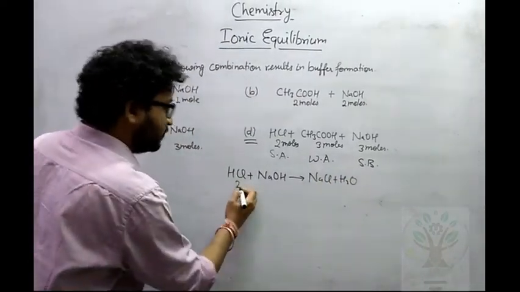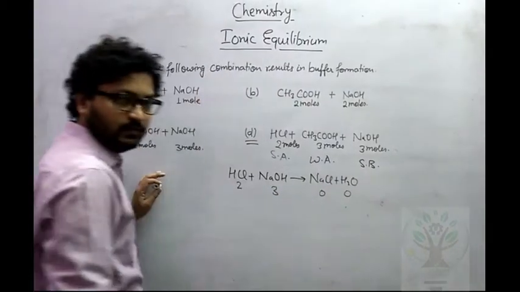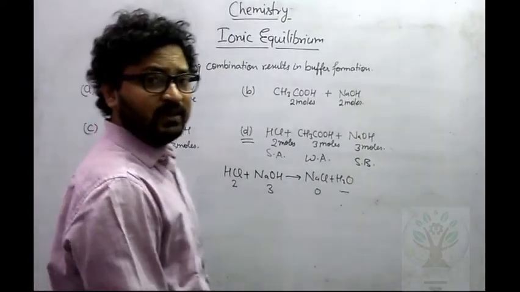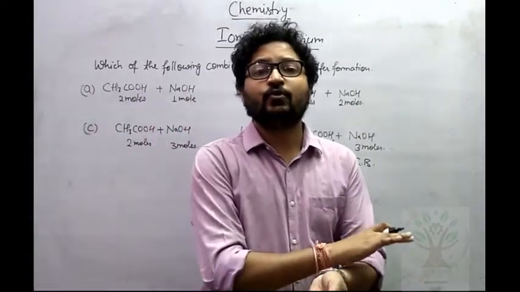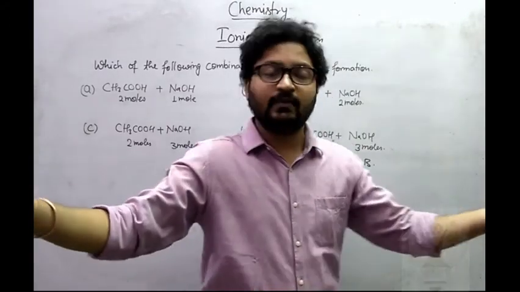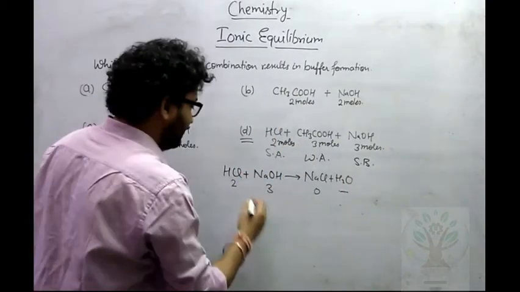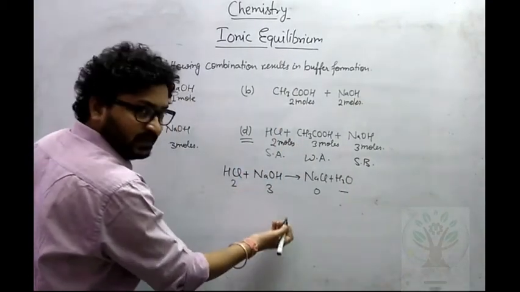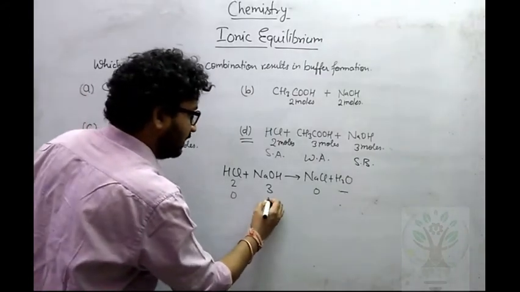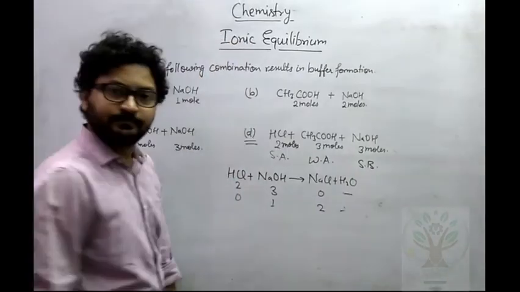Now how many moles of HCl do you have? 2. How many moles of NaOH do you have? 3. In the beginning it will be 0. Now we don't need to write this water. Why? Because I told you in the very beginning of ionic equilibrium, the story of ionic equilibrium will be floating in water only. It will be in water, so no need to write water moles. Now, do you find any limiting reagent here? Here HCl is the limiting reagent, so it will be left 0. NaOH will become 1. NaCl will become 2, and no need to write water.